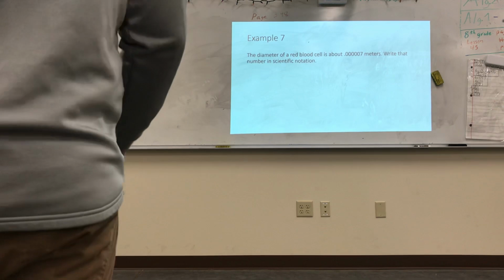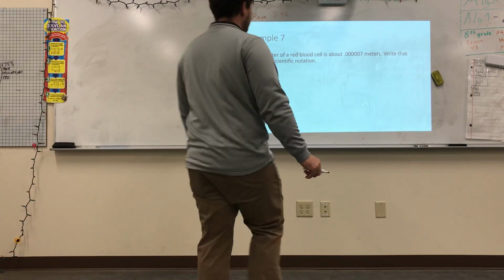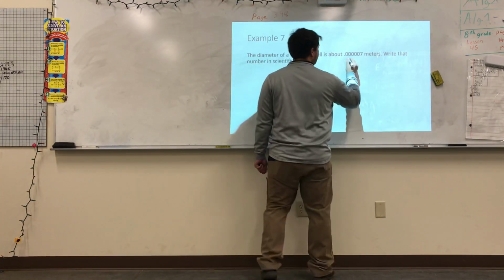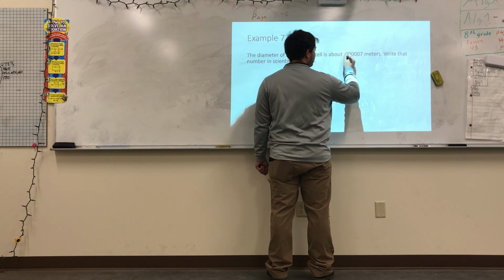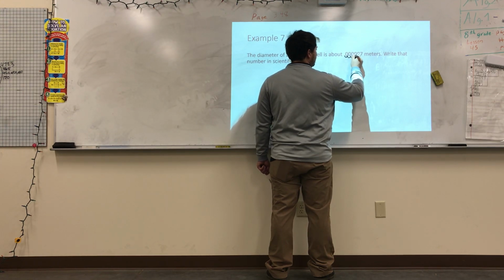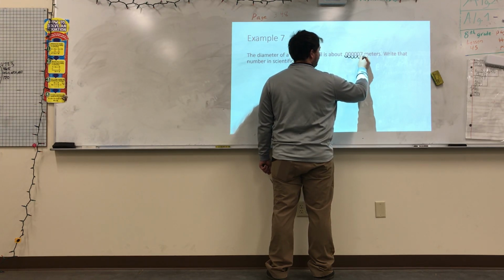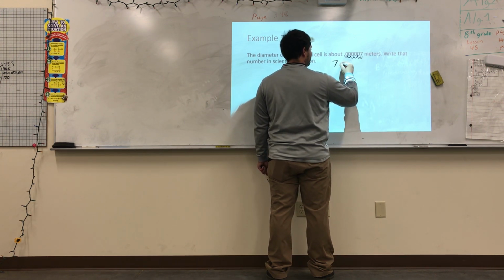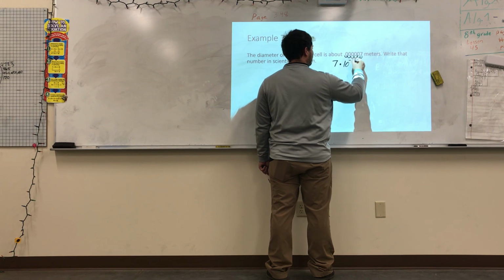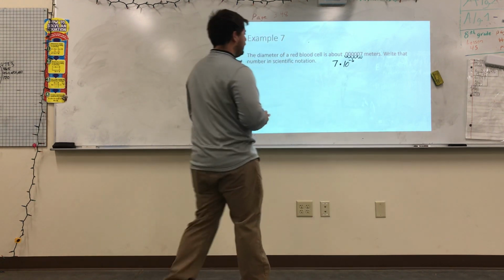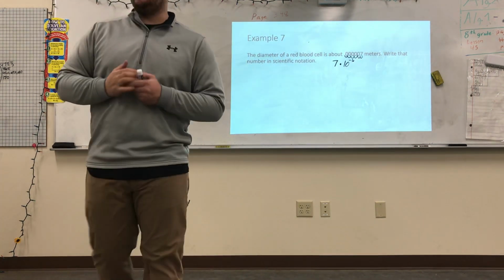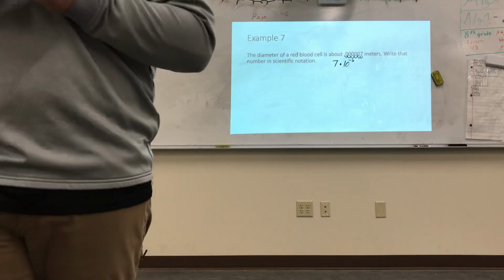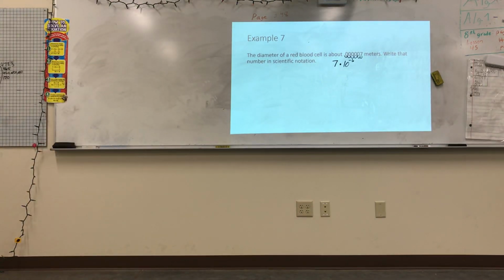This one we're going to go the opposite way. We're going to write it in scientific notation, which means we need one significant figure. 1, 2, 3, 4, 5, 6. So we get 7 times 10 to the negative 6. We moved the decimal to the right, so when we write it in scientific notation, the exponent has to be negative.